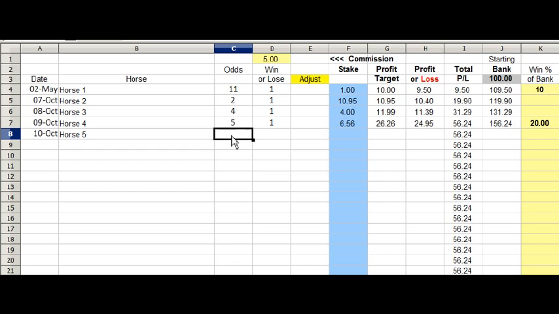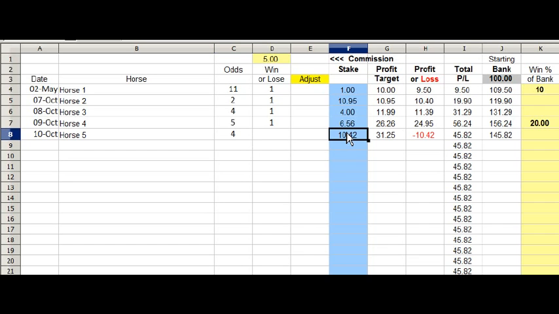and we're looking to win 20% of that next time. So if it won at 4-1 now, stake 10.42. If it loses, leave it blank, then we lose our £10.42. If it wins, put a 1 in, and we win £31.25, less commission, which is 29.69, and that is added on again.